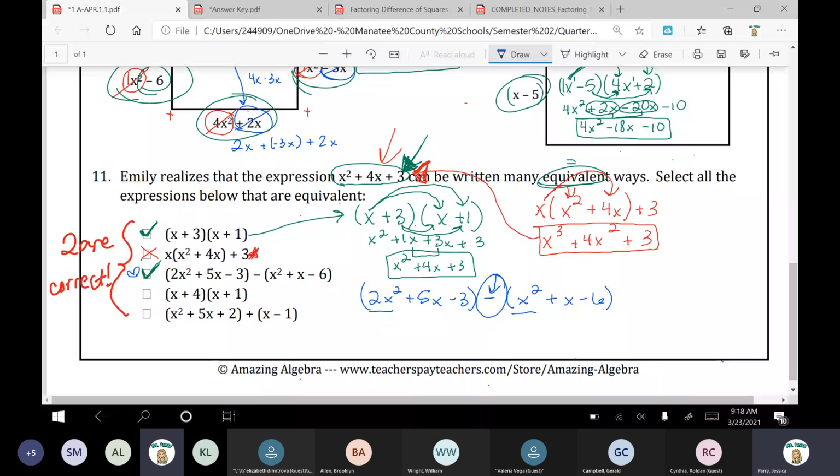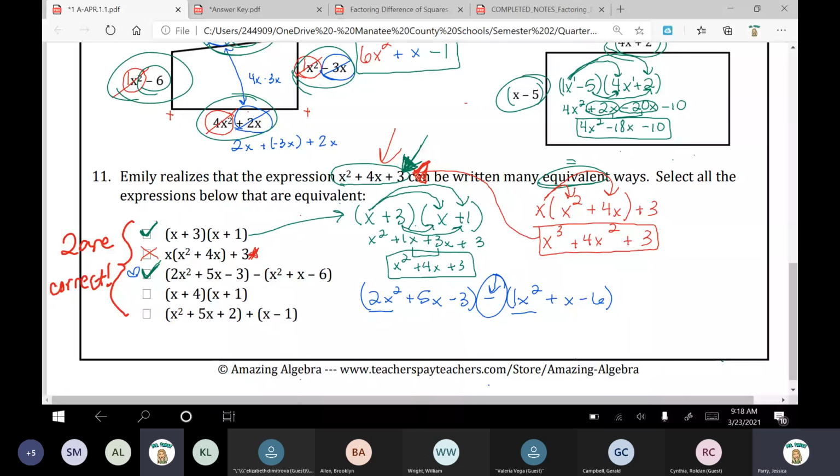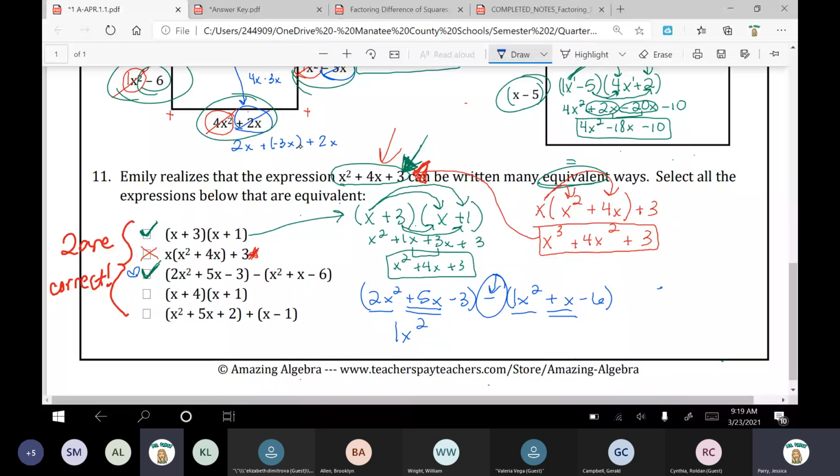2x squared minus 1x squared is 1x squared. And then my next one, we've got the positive 5x, positive x. If it helps, you can write it on the side. 5x minus 1x. 5x minus 1x is positive 4x.